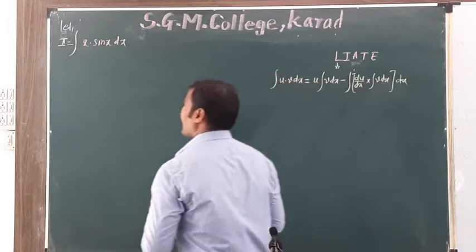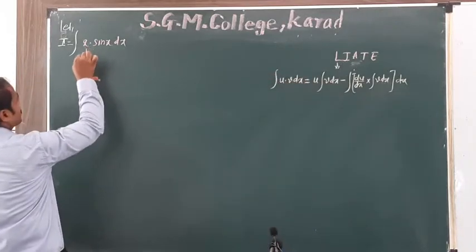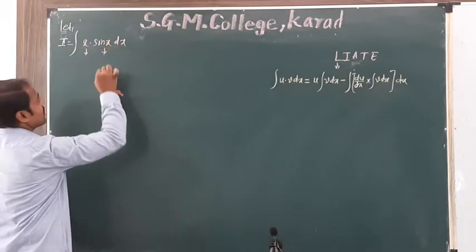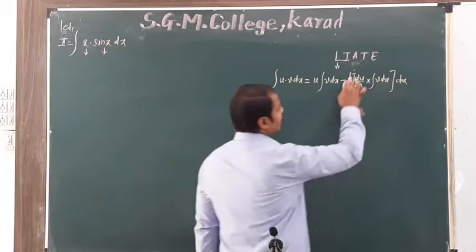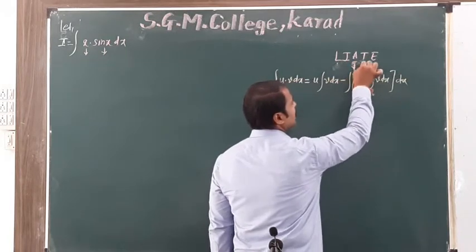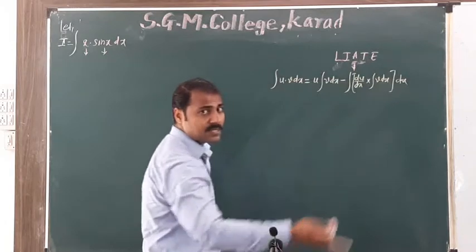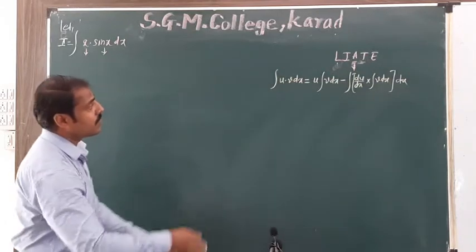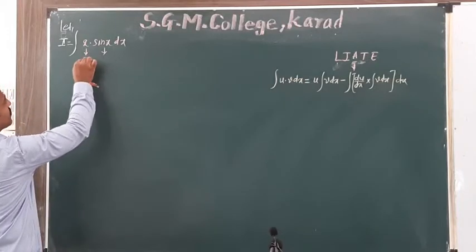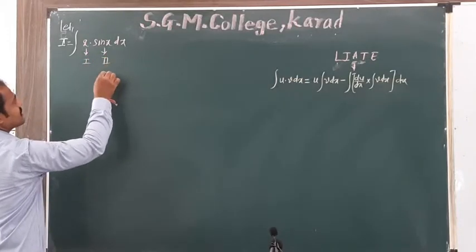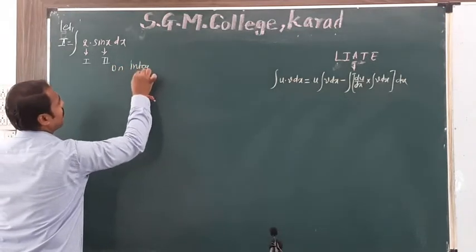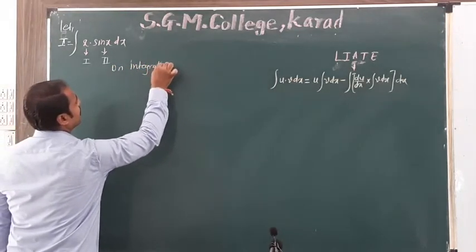Now here x is there. X is which type of function? X is an algebraic function, and sin x is a trigonometric function. Look at here, A comes first in the order. Algebraic function comes first, and trigonometric comes after A. So I can choose x as the first function and sin x as the second function on integrating by parts.